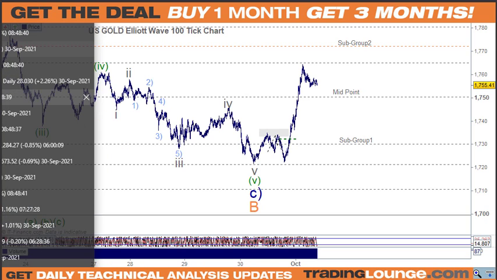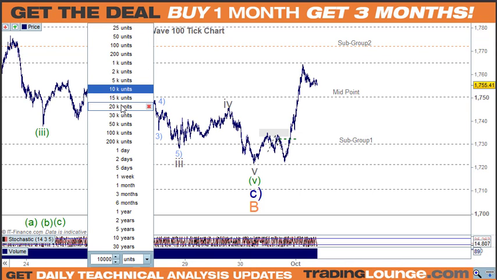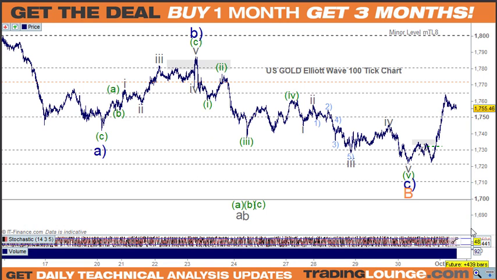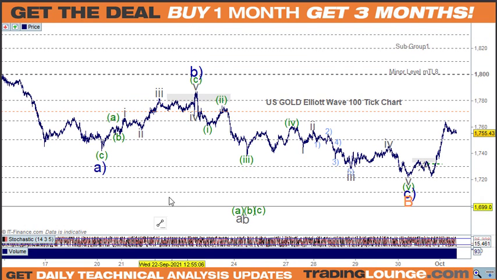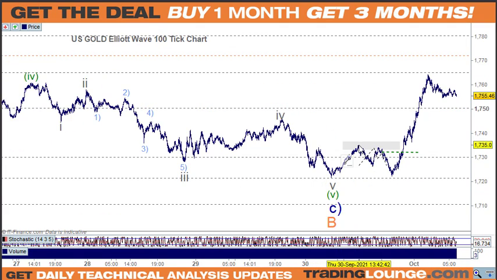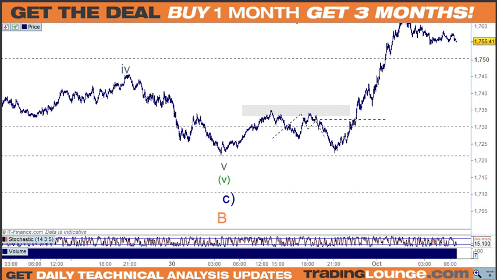So going over to gold, let's just get a bit more data in here. We've got a nice move up now. We'd been counting down as wave A here, wave B here, and then 1, 2, 3, 4 and 1, 2, 3, 4, 5, and then we counted 1, 2, 3, 4, 5 in here. Then we talked about an impulse up here and an ABC here. We talked about being long above the B wave.